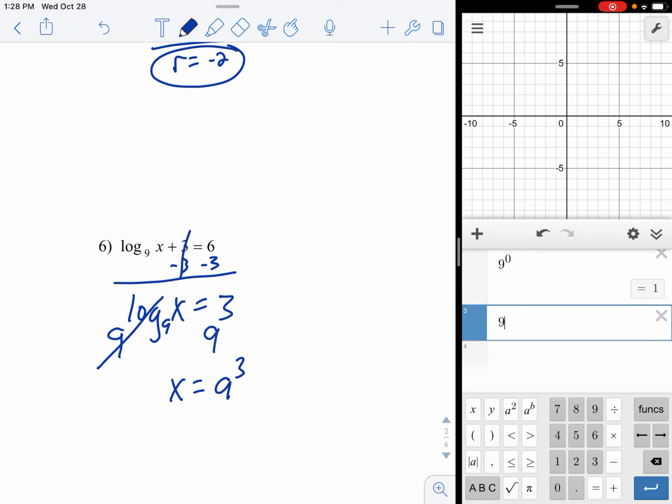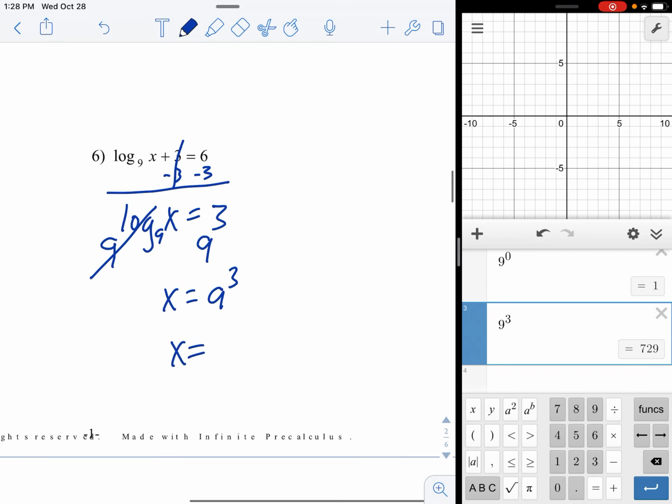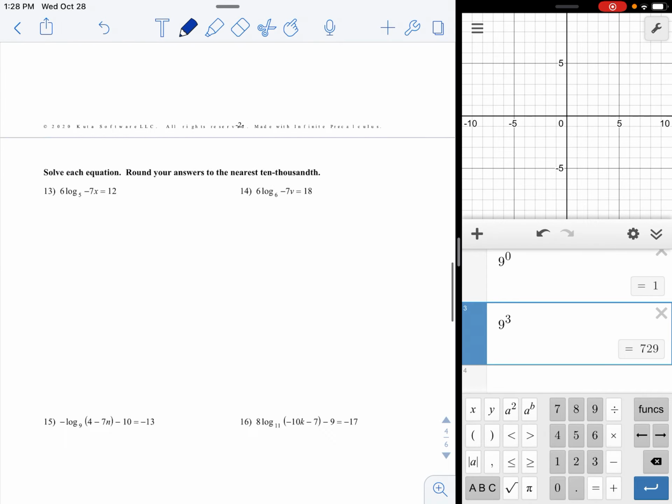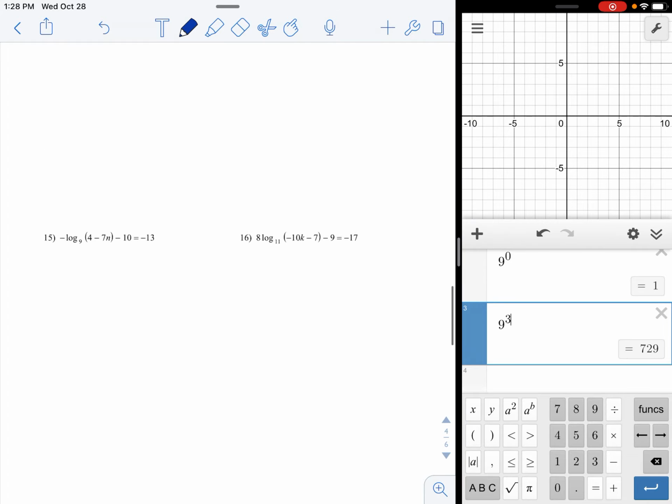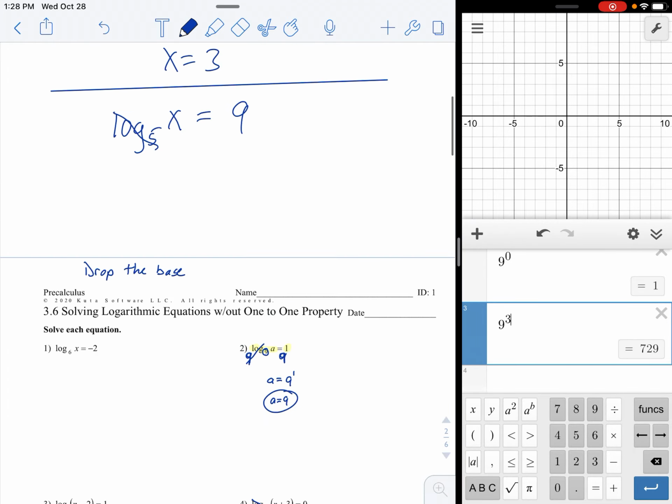And what is 9 to the third power? 729. X equals 729. So let's check number 6. There we go. Let me look at the evens for just a second, even though you're supposed to do this.